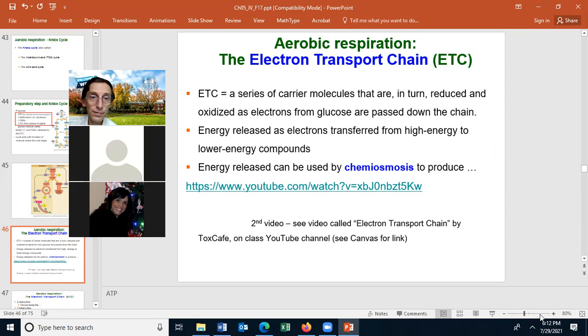The electron transport chain is a series of carrier molecules that are in turn reduced and oxidized as electrons flow from glucose to these molecules, and they'll be passed down the chain of the molecules in the electron transport chain. Energy will be released from the electrons, and each time the electron is transferred from one molecule to another, some energy is released. The energy is released and can be used by chemoosmosis to produce ATP. Any question about any of that?